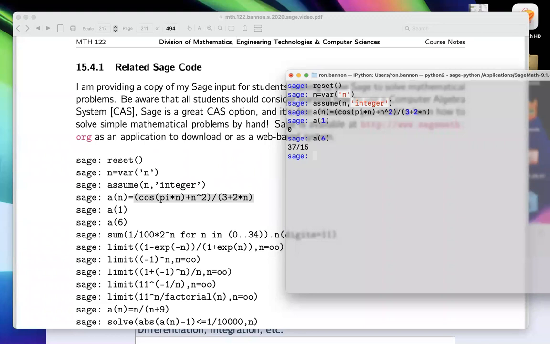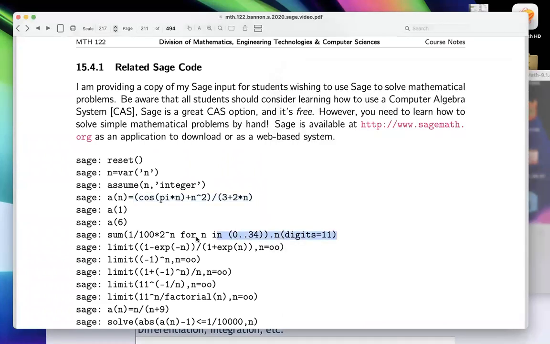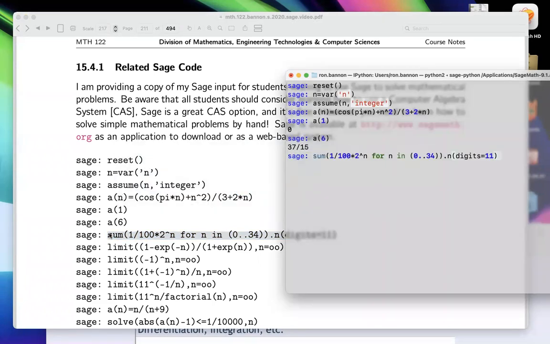All right. Now let's do this one over here. And again, I'll read it to you, and I'm going to just copy paste it though. It says sum, and then it says 1 divided by 100 times 2 to the nth power for n in 0 to 34. So what's it doing? It's doing a sum of that term, which is 1 over 100 times 2 to the n, where n is going from 0 up to 34. So that's 0, 1, 2, 3, up to 34.